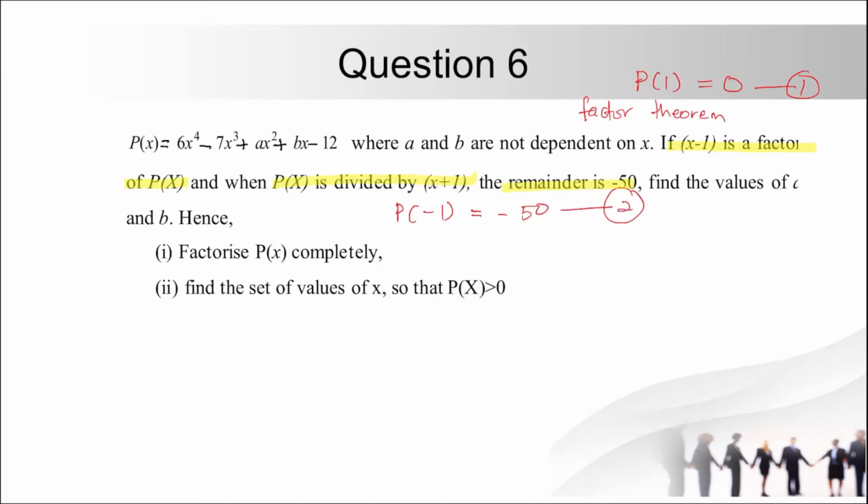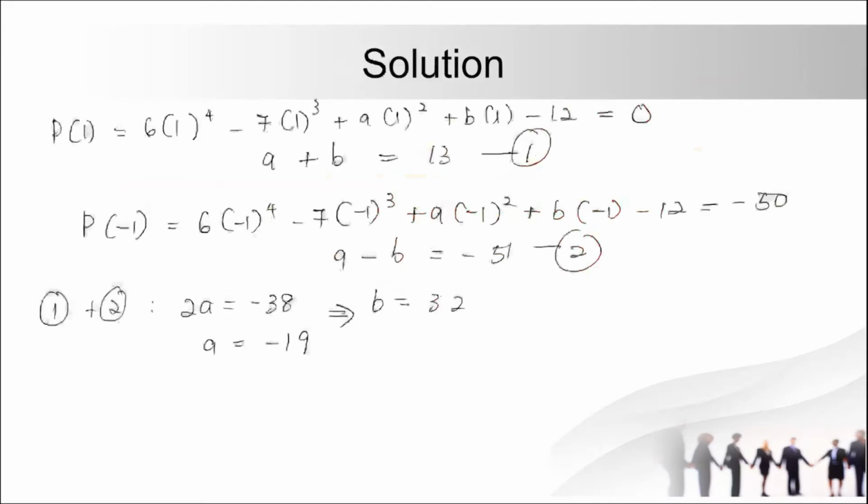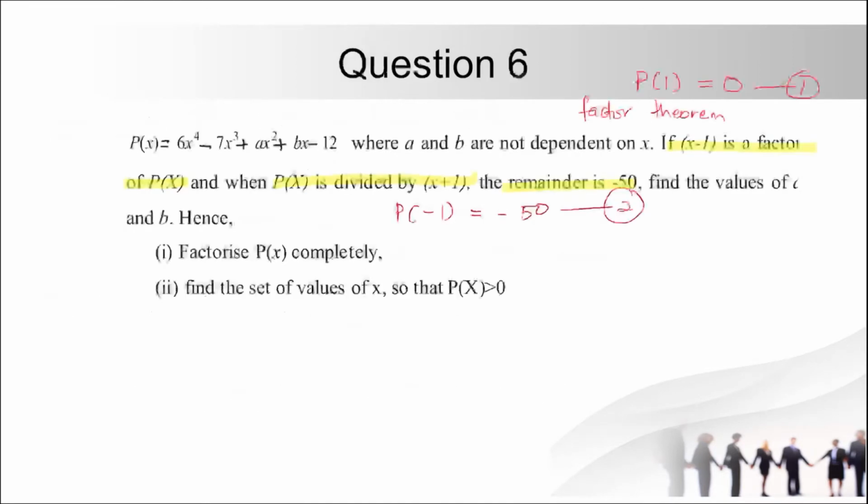So what's the next question? So we have find the values of a and b. Factorize p completely. So before we factorize p completely, we need to substitute in the value of a and b into p. Then we have p(x) equals 6x power 4 minus 7x cubed minus 19x squared plus 32x minus 12.